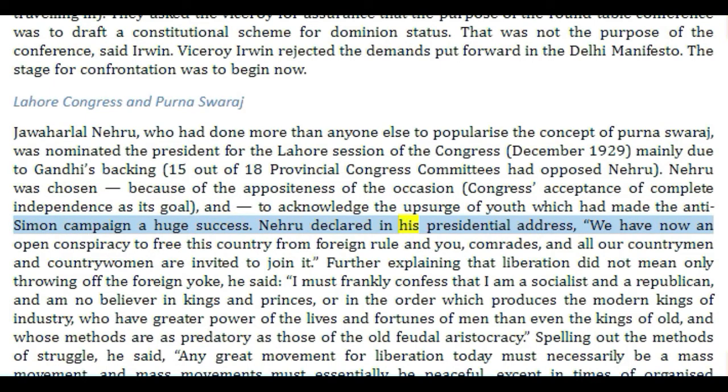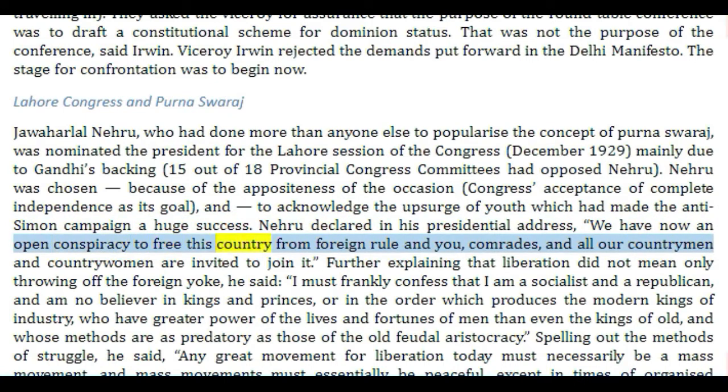Nehru declared in his presidential address, "We have now an open conspiracy to free this country from foreign rule, and you, comrades, and all our countrymen and countrywomen are invited to join it."